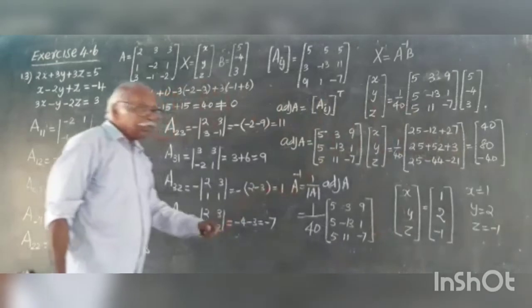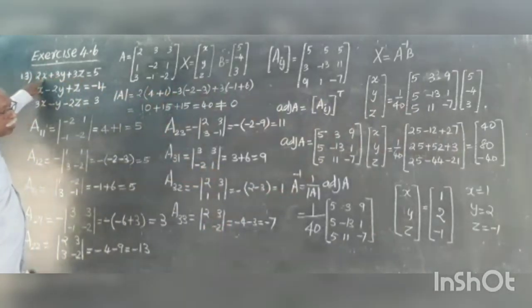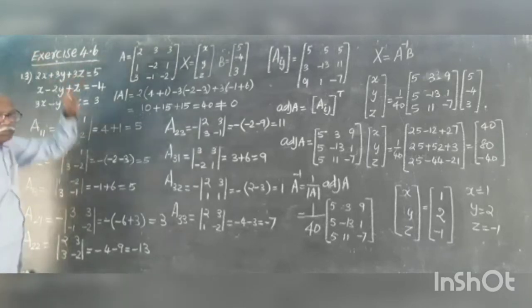If we substitute the values in any one of the equations, 2 into 1, 2 into 1, 2, 2 plus 3 into 6, 2 into 2, 2 into 1, 2, 2 plus 3 is 6, 8, 8 minus 3, 5. So, our answer is correct.